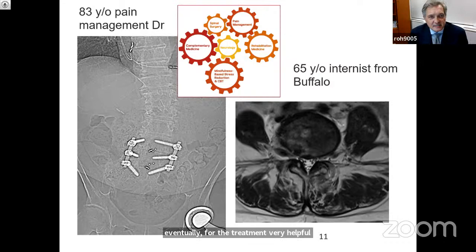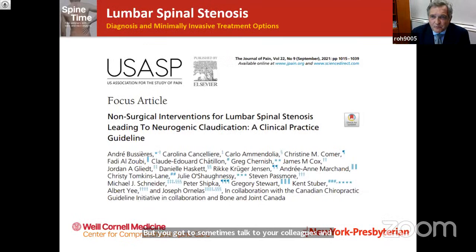But now let's talk about the treatment. And obviously the biggest portion here is non-operative. I think Dr. Michio, right? Do you want to say a few words?